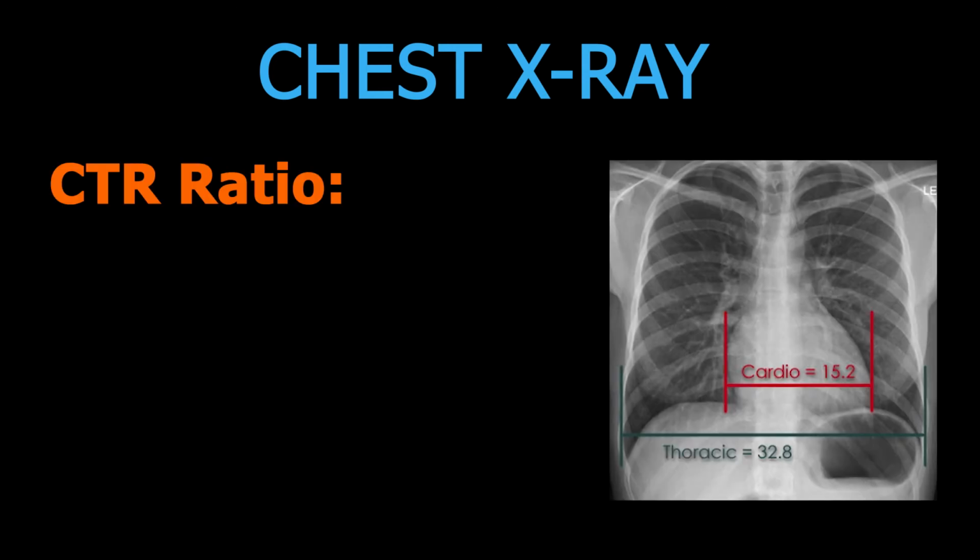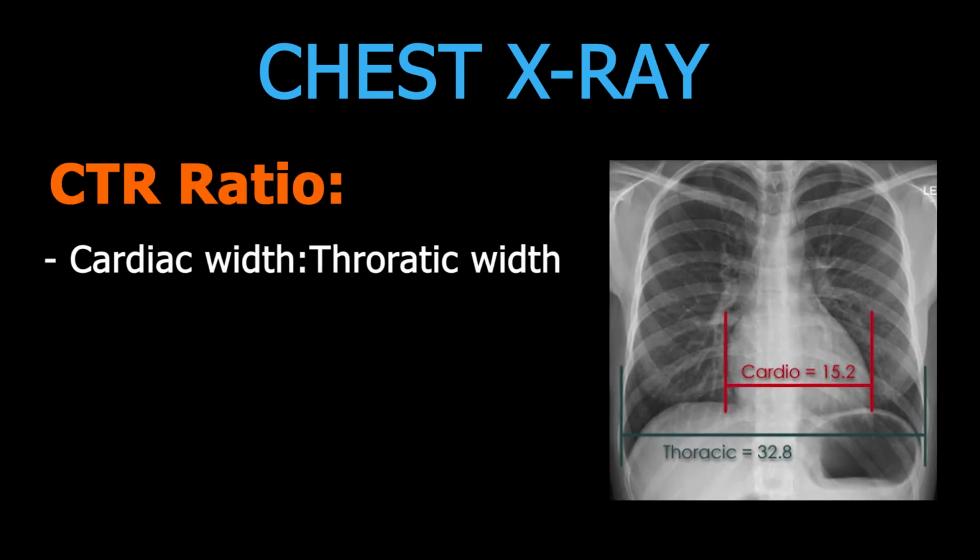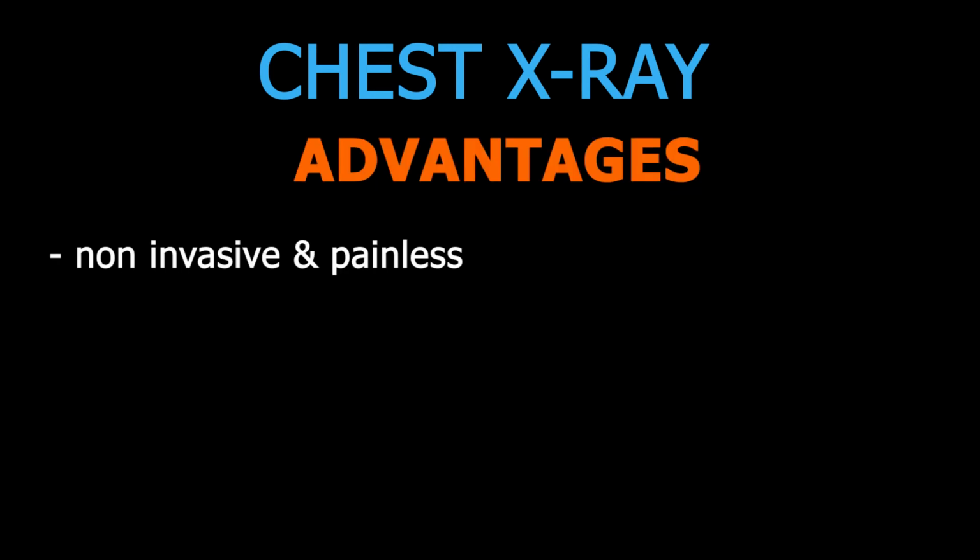Larger hearts can be determined with a ratio of cardiac width to thoracic width. This is known as the CTR. If the CTR is larger than 50%, it is considered abnormal. X-ray imaging procedures are non-invasive and are very painless. X-rays are fairly inexpensive, costing roughly $200 to $400.